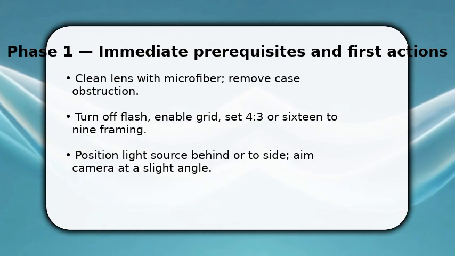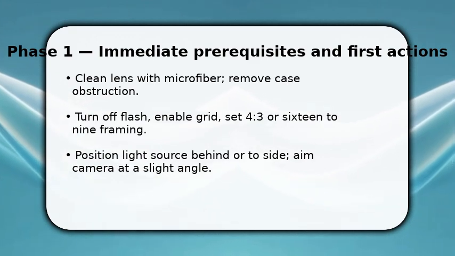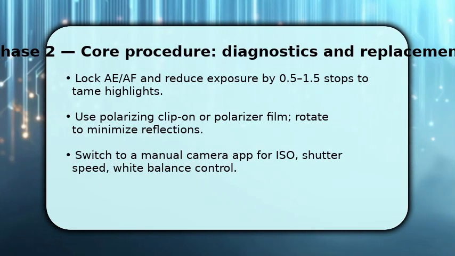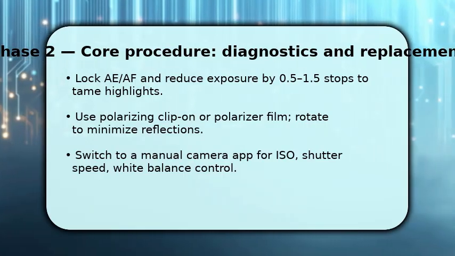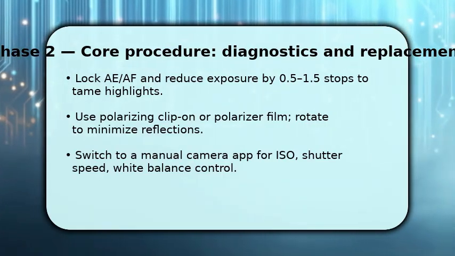Now you take control of what the sensor records. Tap and hold to lock AE/AF, then drag exposure down about 1/2 to 1.5 stops to preserve highlight detail.